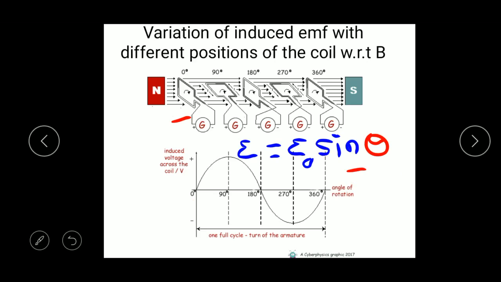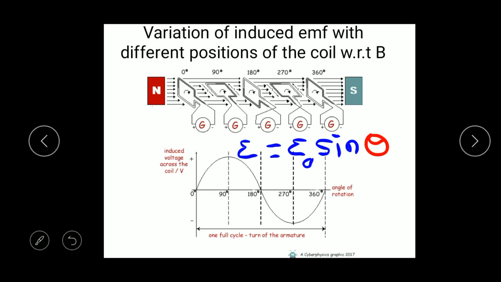Next, in the second case, when theta is equal to 90 degree, the plane of the coil is along the direction of the magnetic field, right? Theta is equal to 90 degree. Sin 90 is 1. Therefore E is equal to E naught. So induced EMF, what you will get here? E is equal to E naught. This is the maximum value of the induced EMF you will get at theta is equal to 90 degree, right?